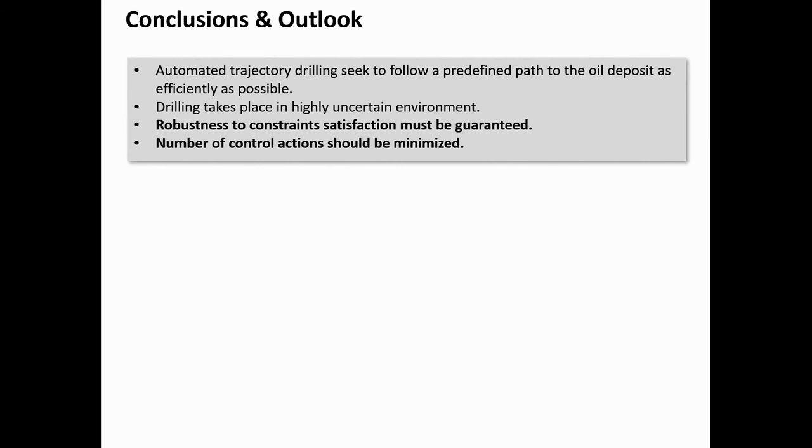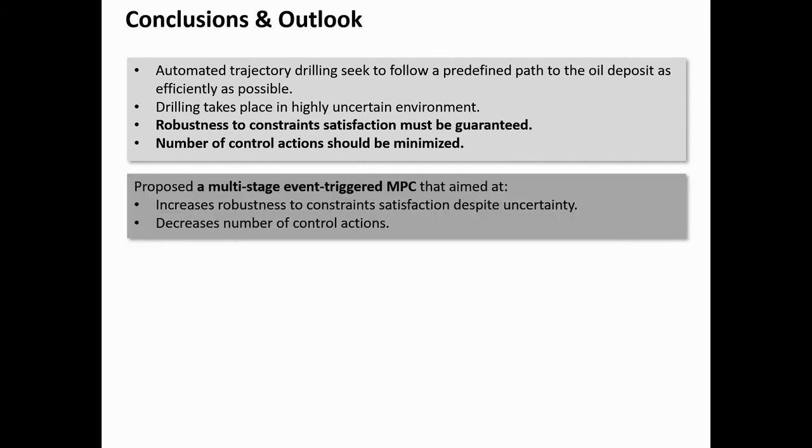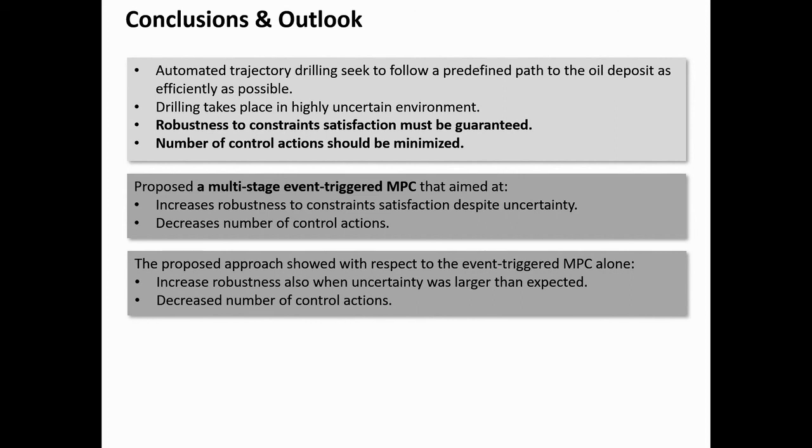So the second objective was also achieved. Now to conclude, we said that automated trajectory drilling tries to follow a predefined path in the most efficient way possible. We said that the drilling takes place in a highly uncertain environment, and that we need to satisfy constraints despite the uncertainty, and we need to decrease the control actions. Those were the two goals. We propose a multi-stage event-triggered MPC that tries to increase the robustness and decrease the control action, and we show that this is possible.